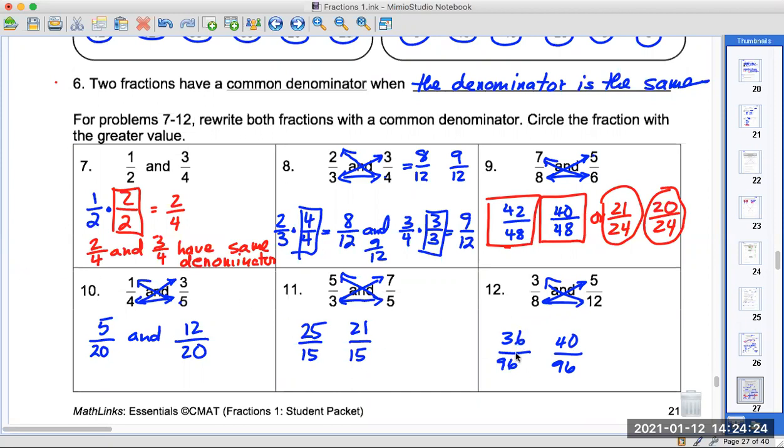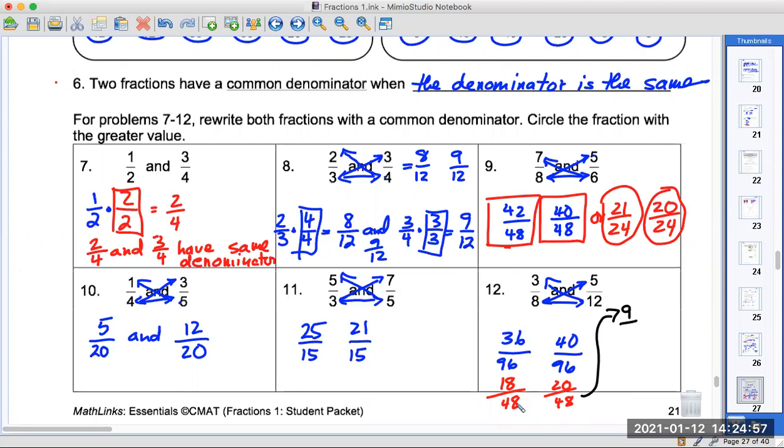That's why I'm dividing everything by 2. Even, top and bottom even number, divide by 2. You're looking at the last digit. 6 is even, that means the whole number is even. So 36 divided by 2 is 18. 96 divided by 2 is 48. Here and here, 20 over 48. I'm going to do it one more time.